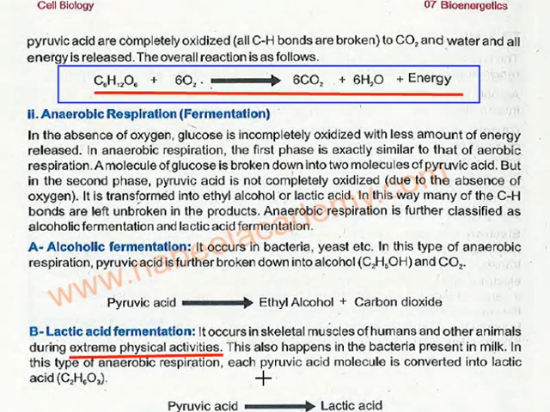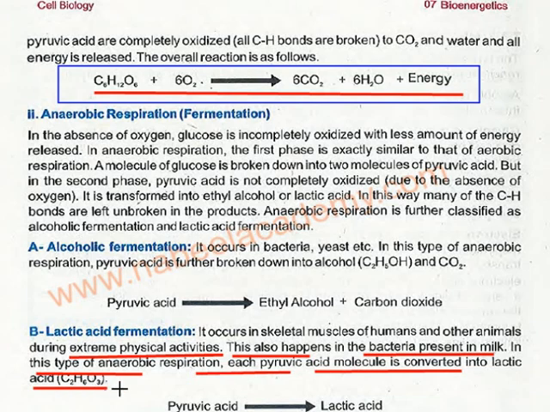One glucose molecule is going to get converted into two pyruvic acid molecules, and then these pyruvic acid molecules, they do what? They produce lactic acid. This also happens in the bacteria present in the milk. In this type of anaerobic respiration, each pyruvic acid molecule is converted into lactic acid. And always remember, this is the formula of lactic acid, C3H6O3.